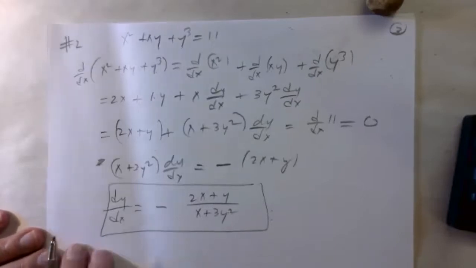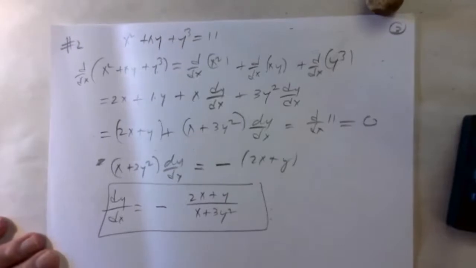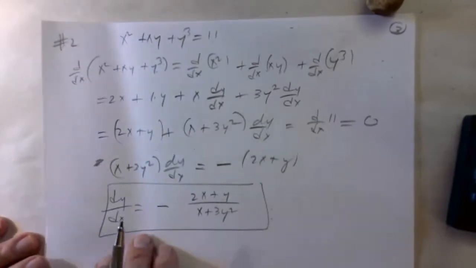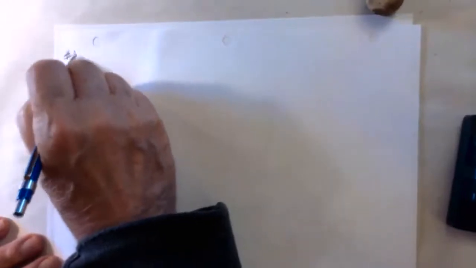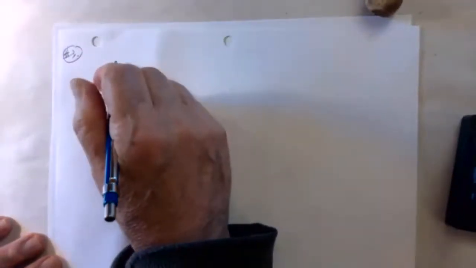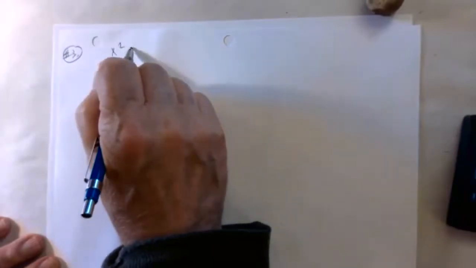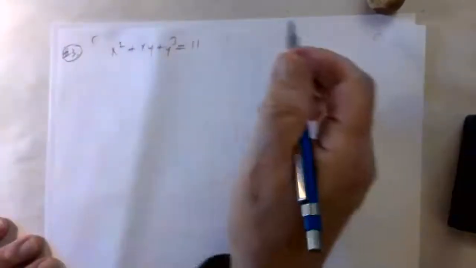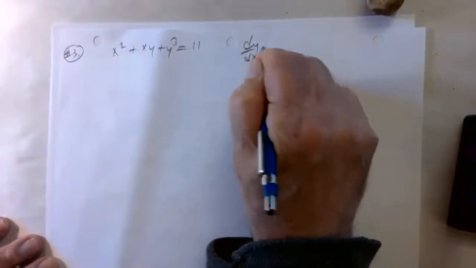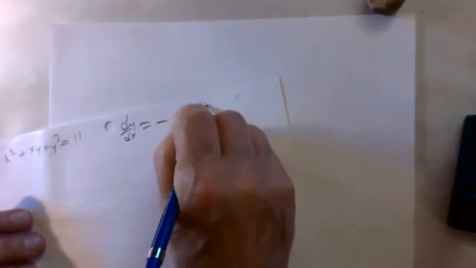Now, let me just write down what we have just done. So this is number 3. We just looked at x squared plus xy plus y cubed equals 11. And we found that dy/dx is equal to minus (2x + y) over (x + 3y squared).